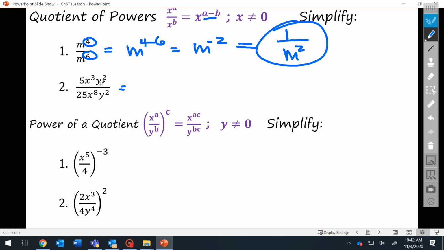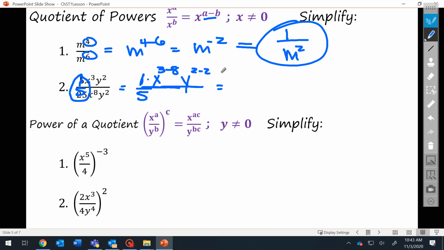All right, so, well, this we can just divide. That becomes 1 over 5, because 5 over 25 is just 1 over 5. So we got 1 over 5, and then 3 minus 8, so x to the 3 minus 8, and then the y, 2 minus 2.